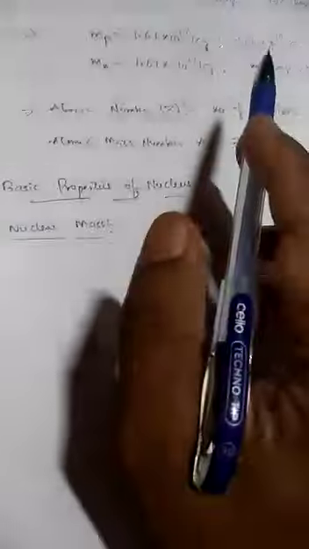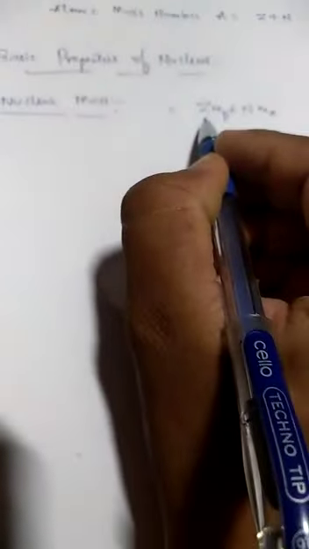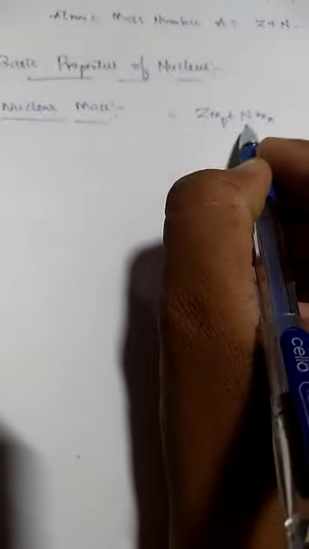Okay, so we know that the nucleus is made up of protons and neutrons. The mass of protons and neutrons will give us the nuclear mass. That is Zmp + Nmn gives us the nuclear mass. So this is the nuclear mass of each nucleus. Here Z represents the atomic number, N represents the number of neutrons, and mp represents the mass of a proton, mn represents the mass of a neutron.